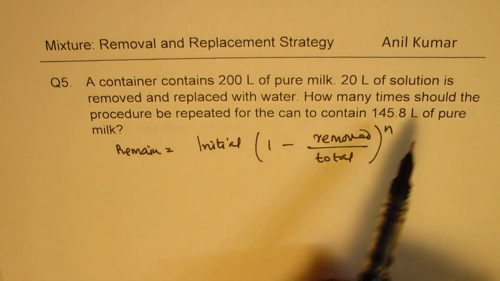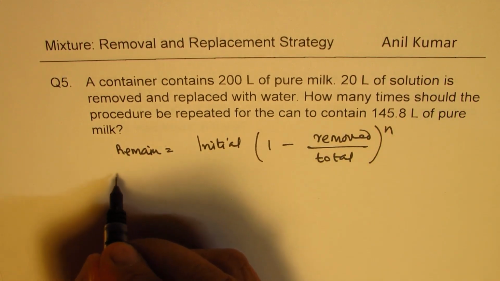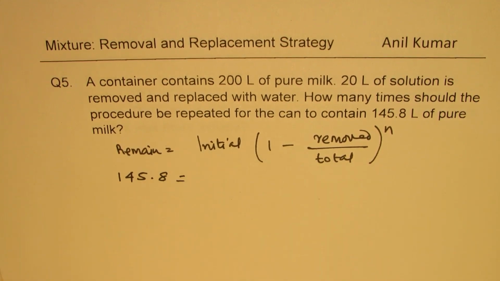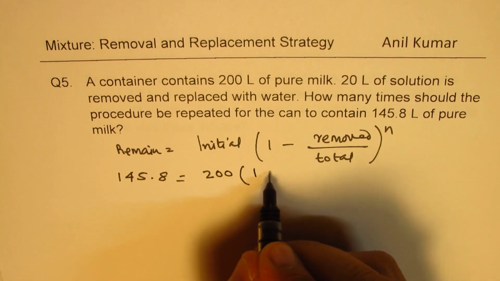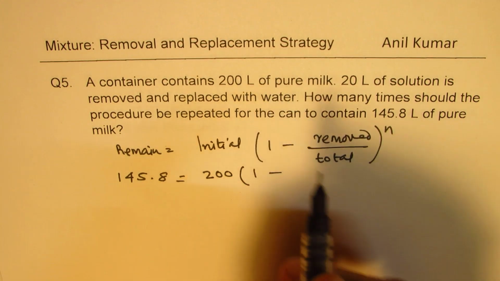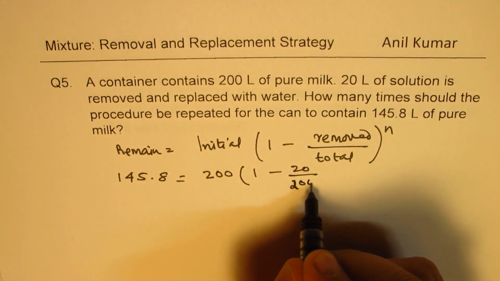Now it says 145.8 liters remains. So remains is 145.8. Initial is how much? We started with 200 liters of pure milk. 1 minus 20 liters is removed from 200, so we'll write 20 over 200, which is 10%. I'm sorry, 200.